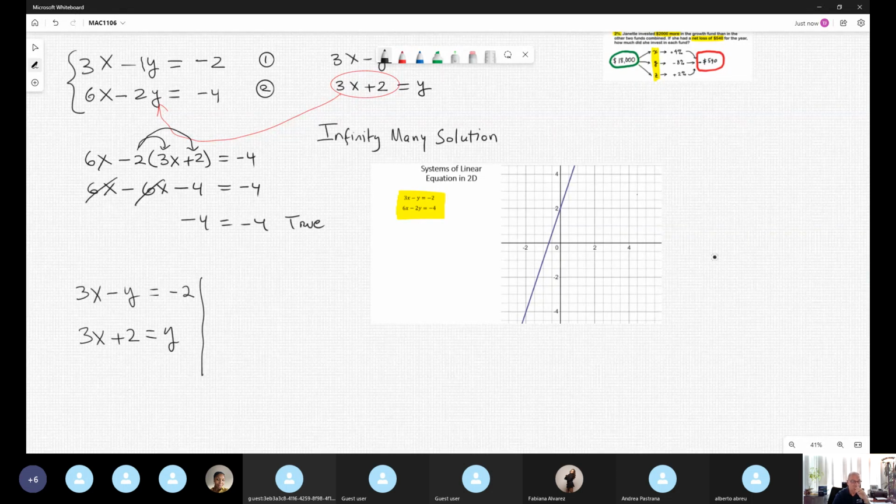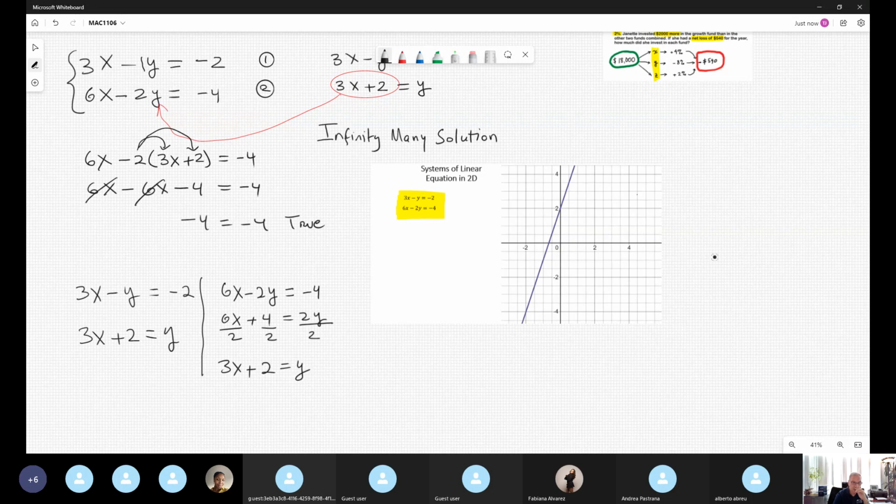However, I take equation 2, which is 6x minus 2y equals -4, and we are doing exactly the same. You solve for y: 6x plus 4 equals 2y. But I need y alone, so you divide everything by 2. We have 3x plus 2, because 4 divided by 2 is 2, equals y. Wow, amazing. You have the same equation.